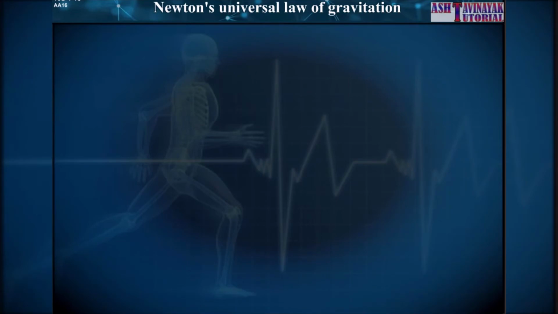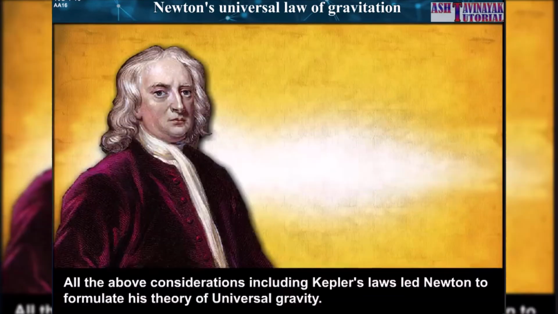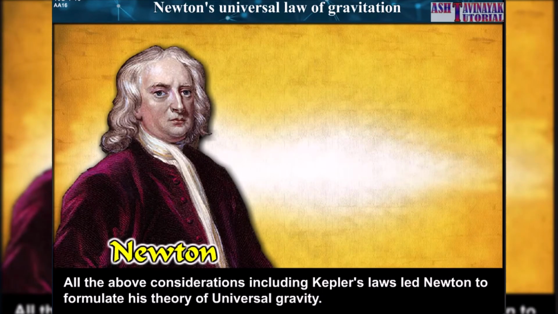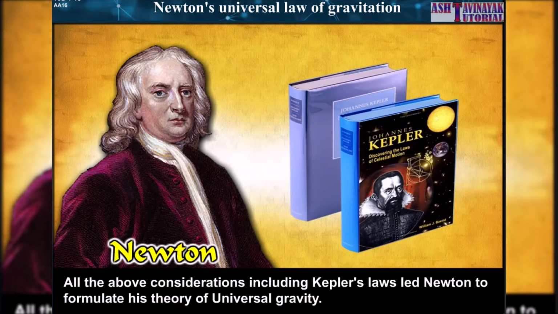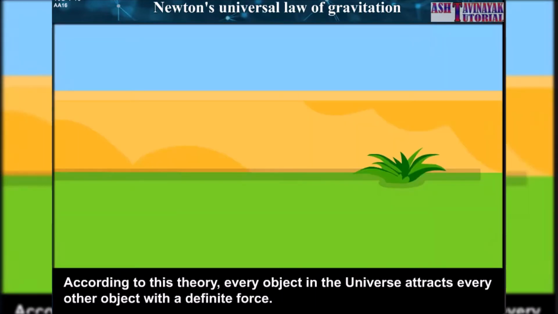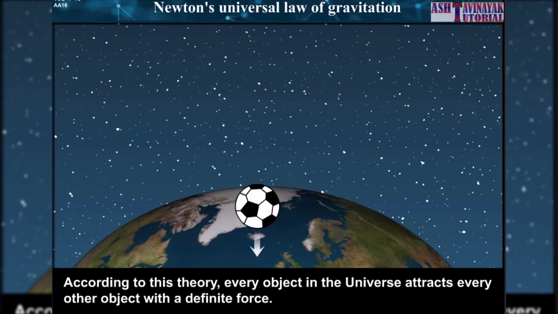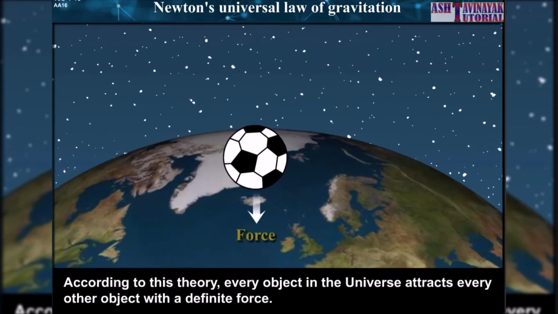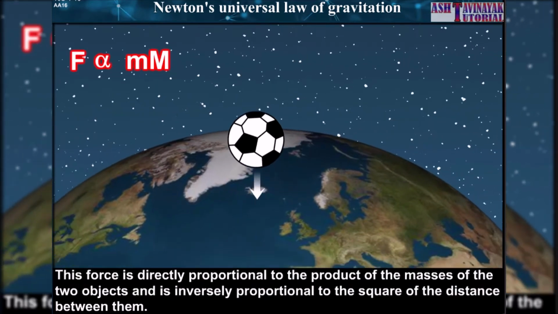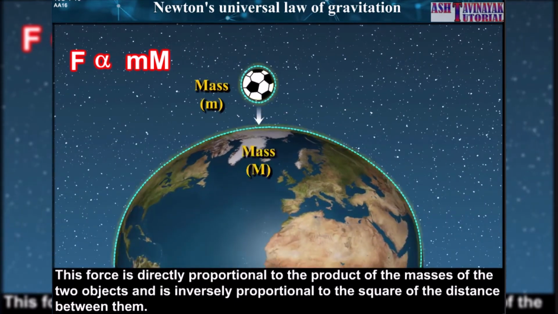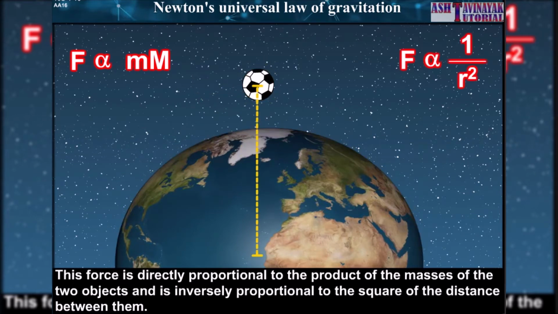Newton's universal law of gravitation. All the above considerations, including Kepler's laws, led Newton to formulate his theory of universal gravity. According to this theory, every object in the universe attracts every other object with a definite force. This force is directly proportional to the product of the masses of the two objects and is inversely proportional to the square of the distance between them.